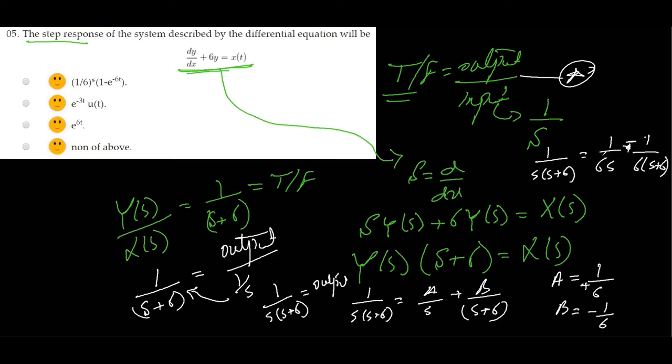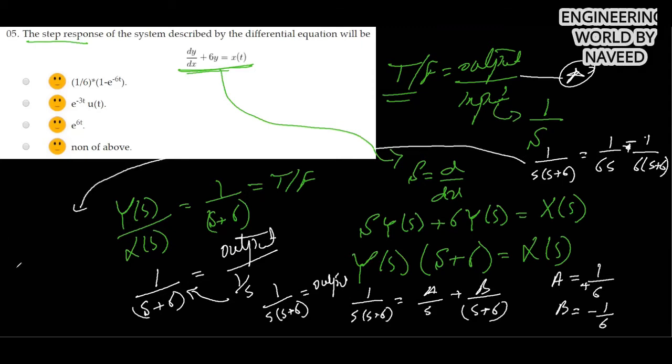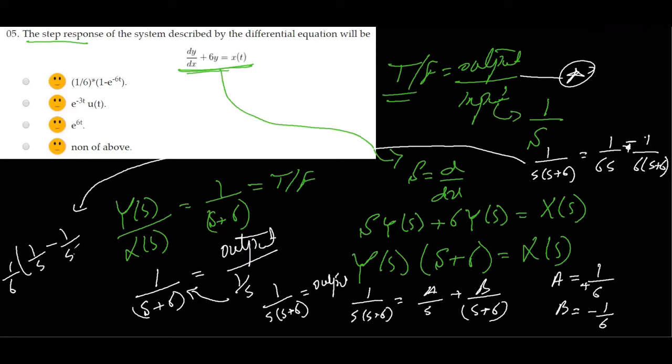Let's take 1 divided by 6 as common. So I will get 1 divided by S minus 1 divided by S plus 6. Converting to the time domain, this will be 1 divided by 6 times (e to the power 0t minus e to the power minus 6t). So that will be equal to 1 divided by 6 into (1 minus e to the power minus 6t). So is there any option that's equal to 1 divided by 6 (1 minus e to the power minus 6t)? Yes, so option A is the correct answer.